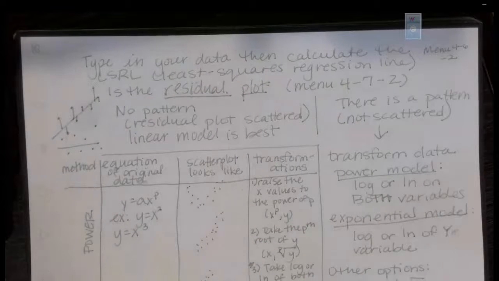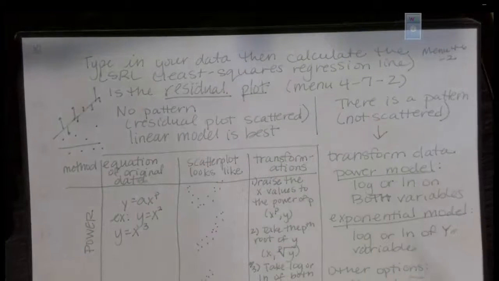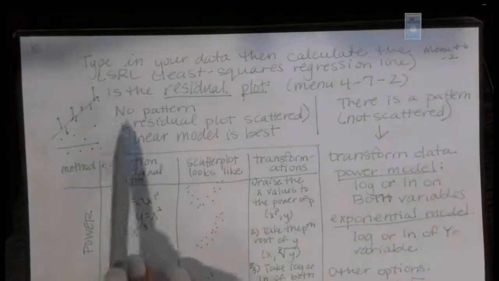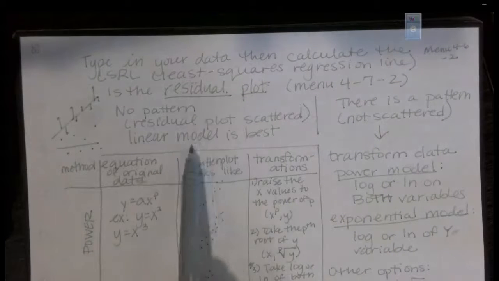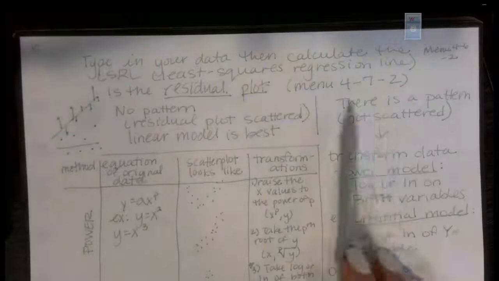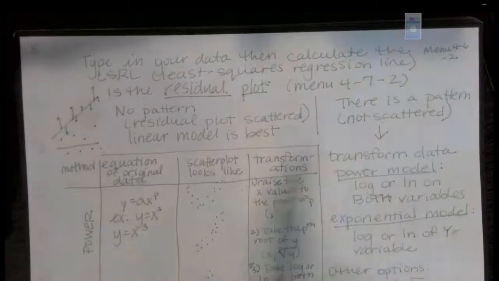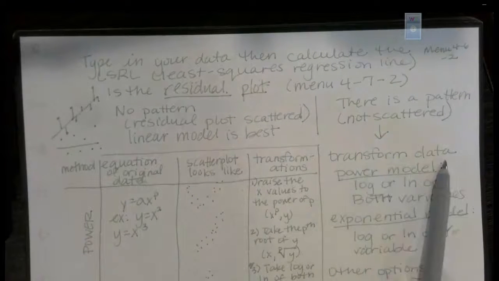But if we saw a pattern, then that meant that it wasn't a linear model, that there was a pattern there that we could see, and that a different line, or a different equation rather, would do a better job of explaining. Okay, so if you see no pattern, then you can just go ahead and use your linear model. If there is a pattern, it's not just scattered, and we're going to look at some examples down here, then you're going to transform the data.